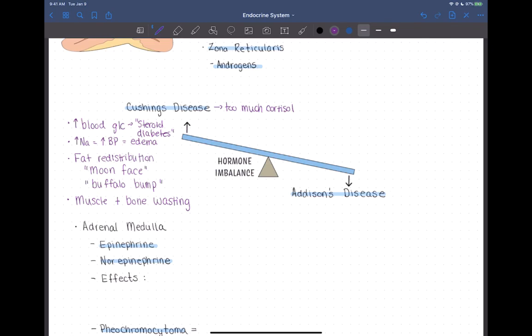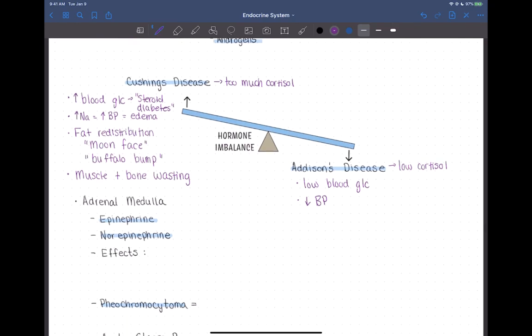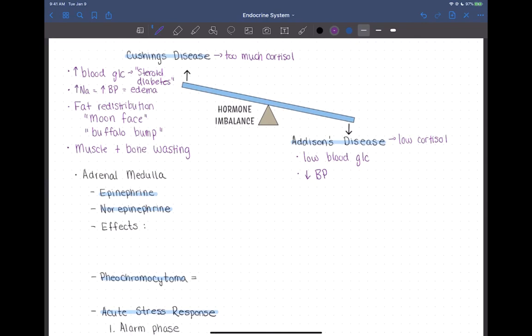And then there's Addison's disease with low cortisol, right? You're not producing enough cortisol. So with Addison's disease, these individuals, first of all, would have a very low blood glucose, all right, and low blood pressure. Okay, and so as a result of not having a lot of cortisol, these individuals would be very poorly adapted at enduring stresses, all right?